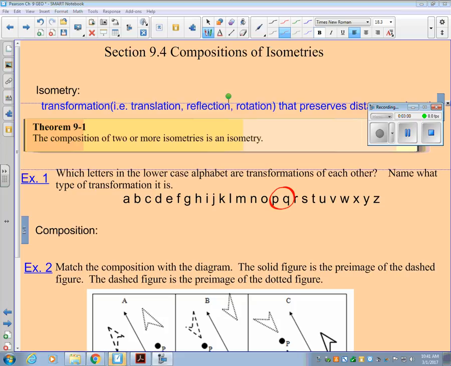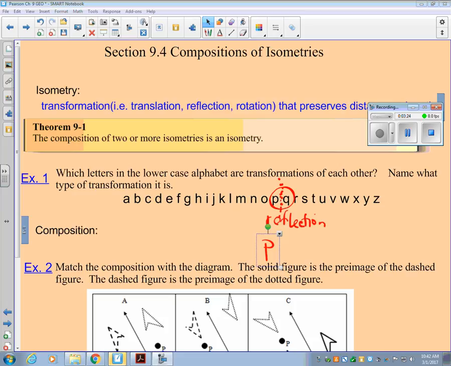Reflection. Yeah, so if I had my mirror in between the two, and I reflected it, then I would get from P to Q. Wait, you rotate it though? Rotated would be more of a B. If I rotate P, all the way, what letter do you get?